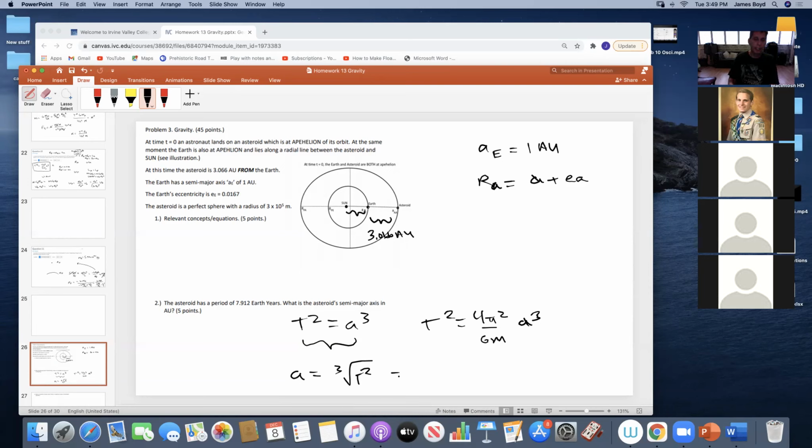This is 3.97 AU. The other thing that you could find is the Earth's aphelion distance. The Earth's aphelion distance is 1 plus e of the Earth times a, where a is 1 AU, and e is 0.0167. So 1.0167 is the Earth's aphelion distance.